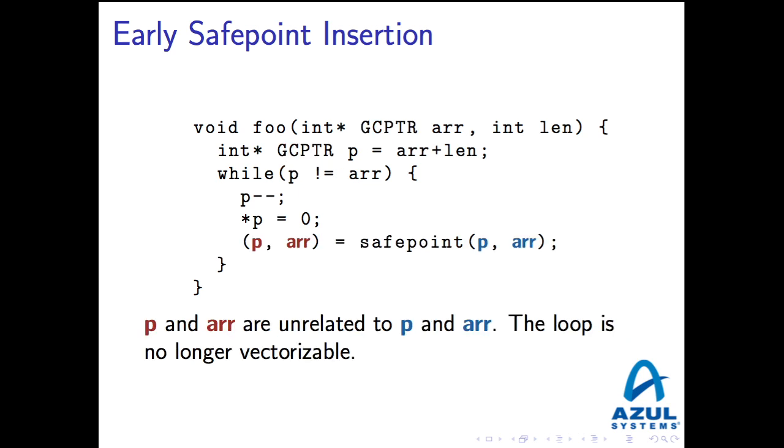Specifically, we're going to end up with an opaque operation on the back edge of this loop that is going to semantically introduce new values for p and the array variable that are unknown to the optimizer. At this point, this loop is going to fail to vectorize, and we're going to be running purely at scalar speeds.